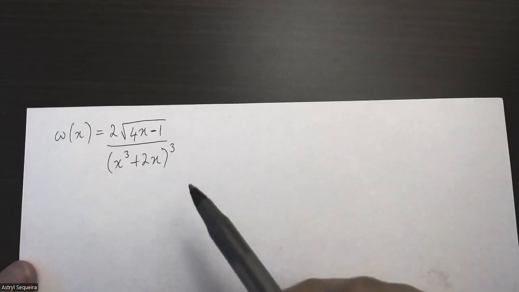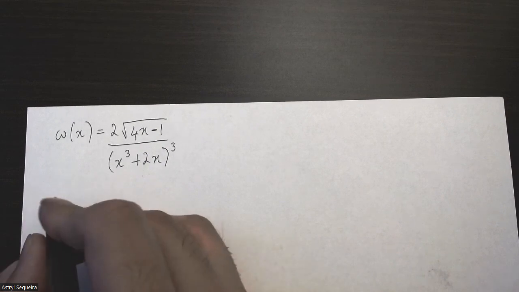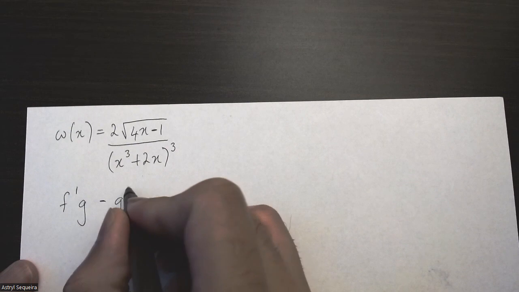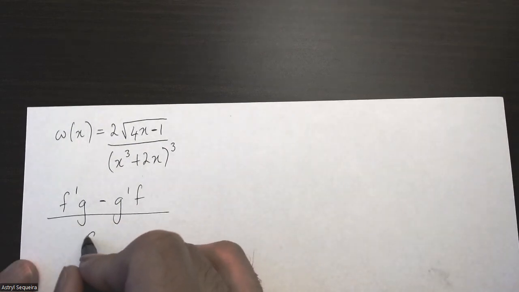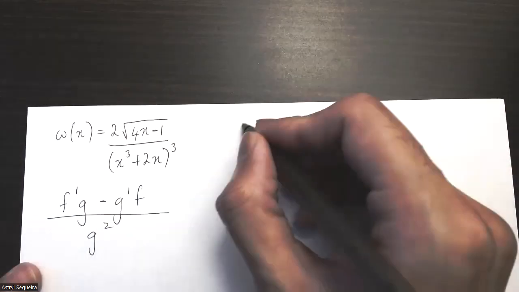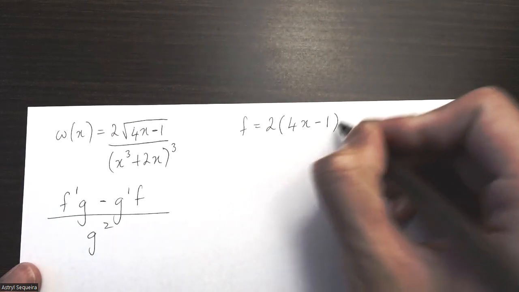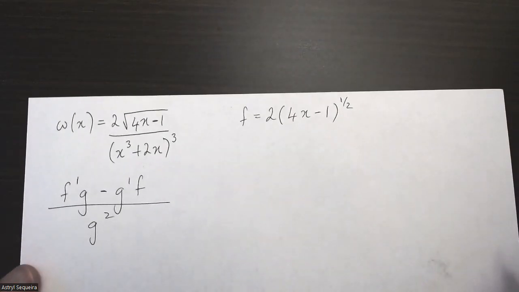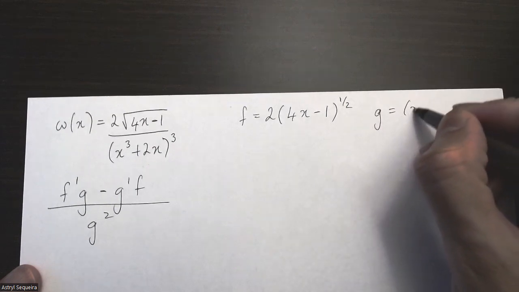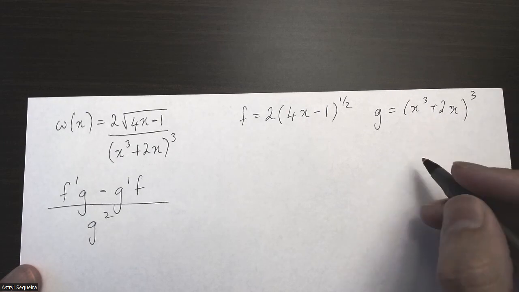Let's take a look at the second question. This one is one function divided by another function. So I need to do my quotient rule, which is f prime g minus g prime f, divided by g squared. F is always the top, but I'll rewrite it simplified. I'll get rid of the square root and write it as an exponent of 1 over 2 because that's going to be easier to derive. G is just the denominator, which is x cubed plus 2x to the power of 3.